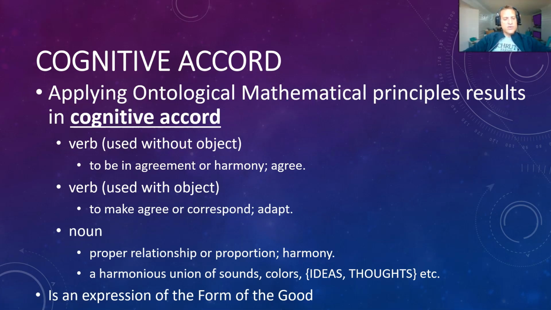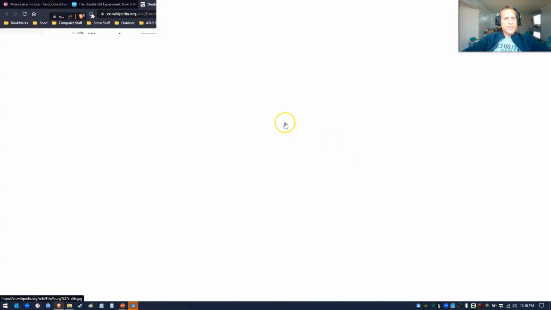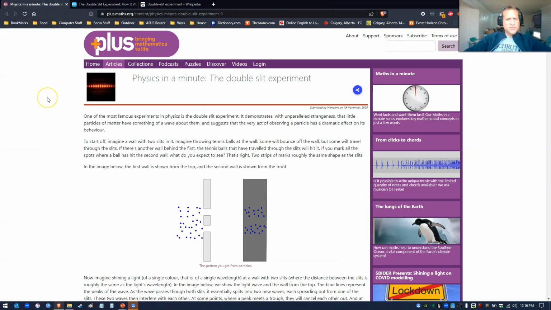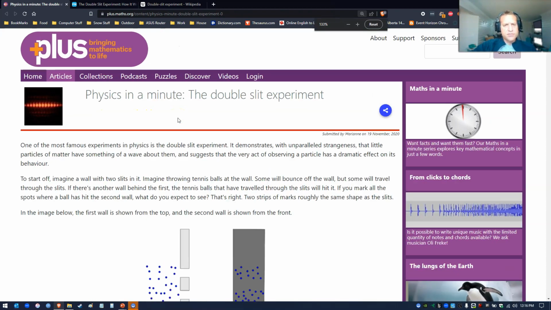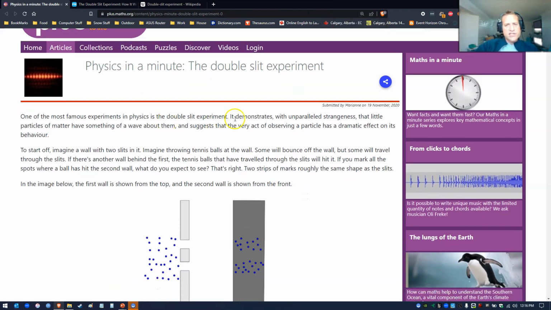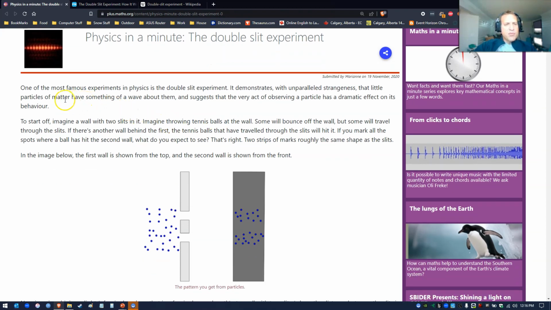So let's switch over to a couple of websites here and go through what they say about the double-slit experiments, and we'll see that now we can easily answer them. So let's start with this one. One of the most famous experiments in physics is the double-slit experiment. Unparalleled strangeness. Well, yeah, because you interpret things that are impossible, that things can be two different things at the same time. Little particles of matter have something of a wave about them, and suggest that the very act of observing a particle has a dramatic effect on it.